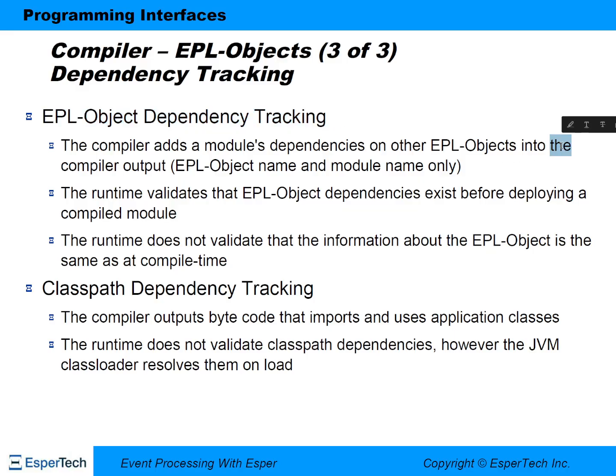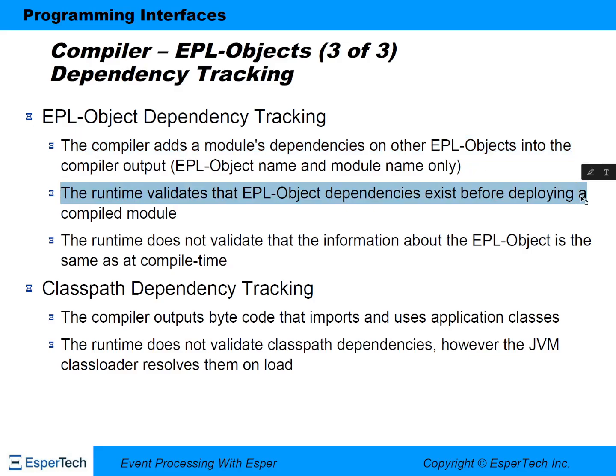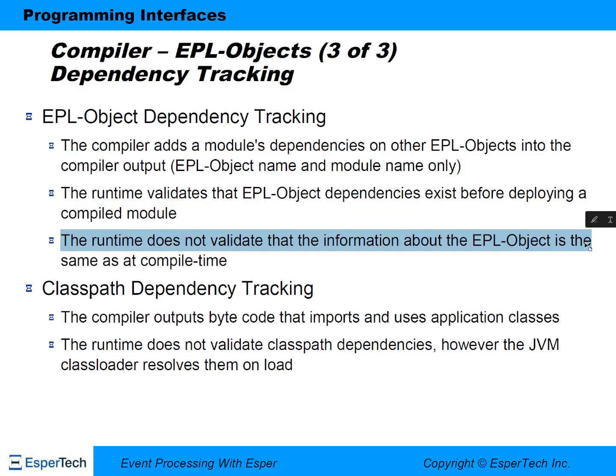For EPL objects, the compiler adds a module's dependencies on other EPL objects into the compiler output. The compiler output contains the EPL object names and module names that a module depends on, if any. The runtime validates that EPL object dependencies exist before deploying a compiled module. The runtime does not validate that the information about the EPL object is the same as at compile time. Therefore, in development, changes to public or protected EPL objects should be tracked like changes to interfaces or superclasses.